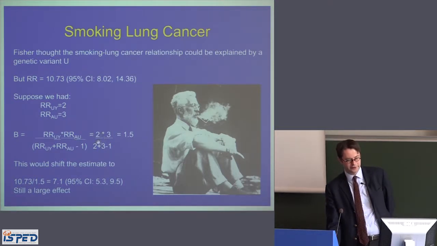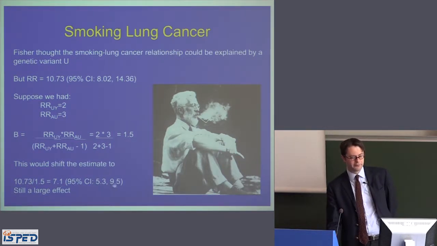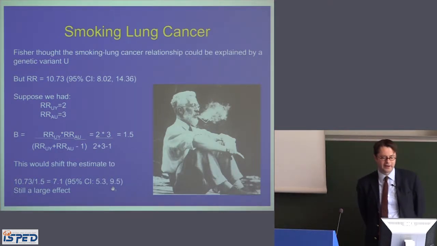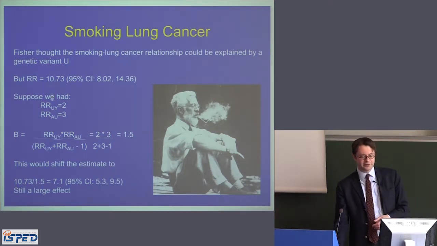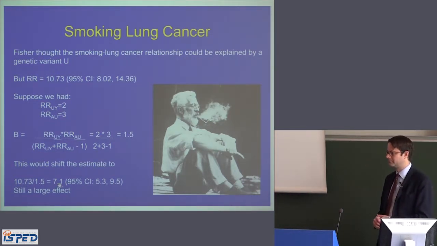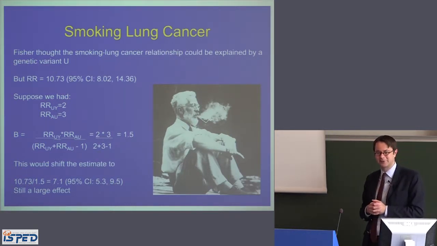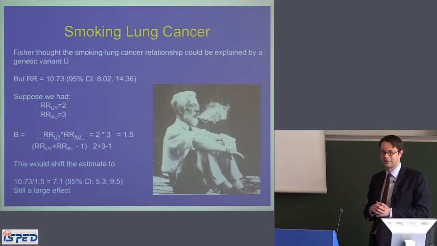If we plugged 2 and 3 and 2 and 3 into the formula, we would get out a bias factor of 1.5. We would take our estimate, divide it by 1.5 to get a corrected risk ratio of 7.1, divide the confidence interval by 1.5 to get a confidence interval of 5 to 9.5. So even confounding of this magnitude could at most shift that risk ratio down to 7.1. So it's pretty easy to use in practice. We just specify the two parameters, calculate the bias factor, and divide our observed estimate by the bias factor.